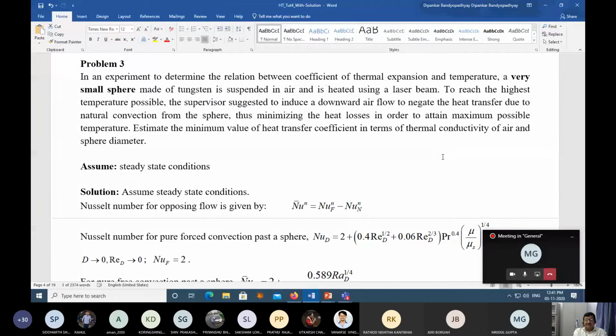So what type of problem is this? Conduction, convection, radiation, what? So it's a convection problem, very good. Now, what type of convection? Natural or forced convection? Forced convection.